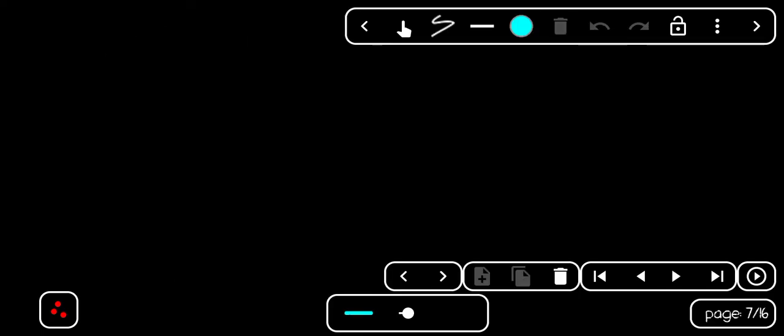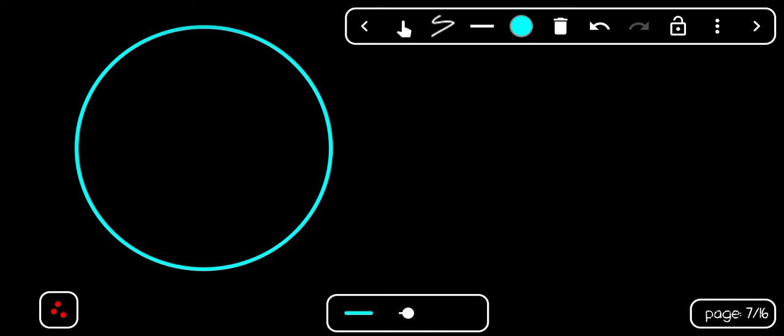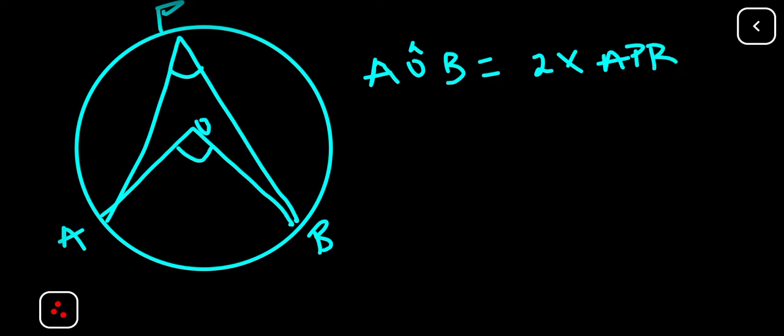So let's say that theorem is this. It is this, actually. Remember that theorem that says the angle at the center is twice the angle at the circumference. So meaning that if here is AOB, and let's say here is P, we notice that AOB is equal to 2 times APB. So that means if here is X, here will be 2X.